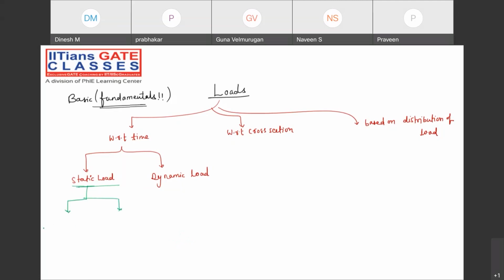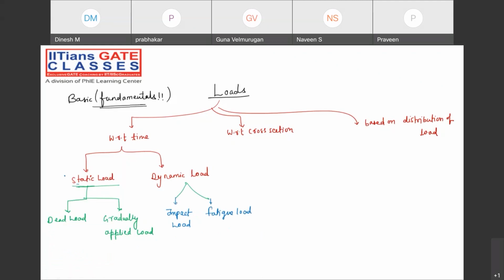Tell me, guys. In this category, we can further classify dead load, and then we have gradually applied load. What about the dynamic load? The dynamic load is further classified under two categories. The first one is impact load, and then you have fatigue load. Note these down, very, very important.